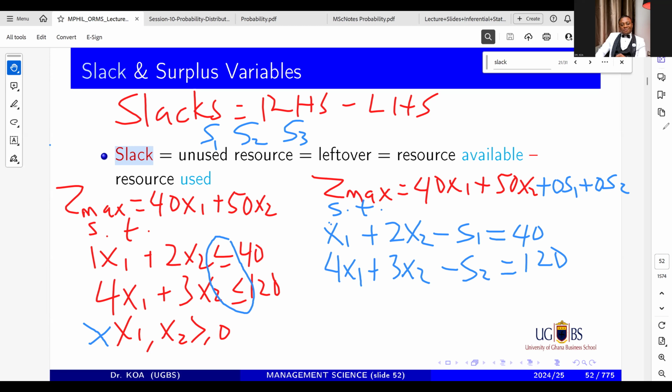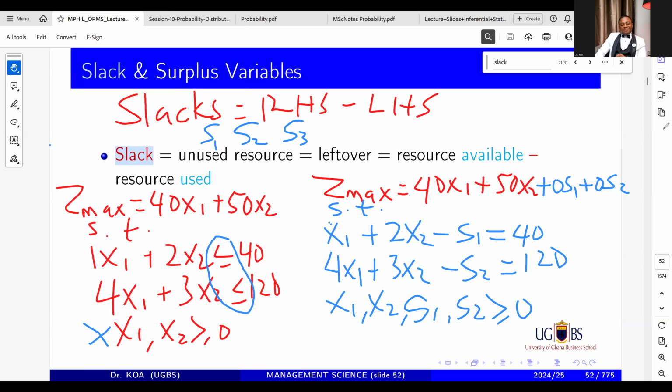Now, regarding the last one, which is a non-negativity constraint, all you have to do is to write the same thing as x1, x2, then write also the slacks as s1 and then s2. And then you can now have greater or equal to 0.